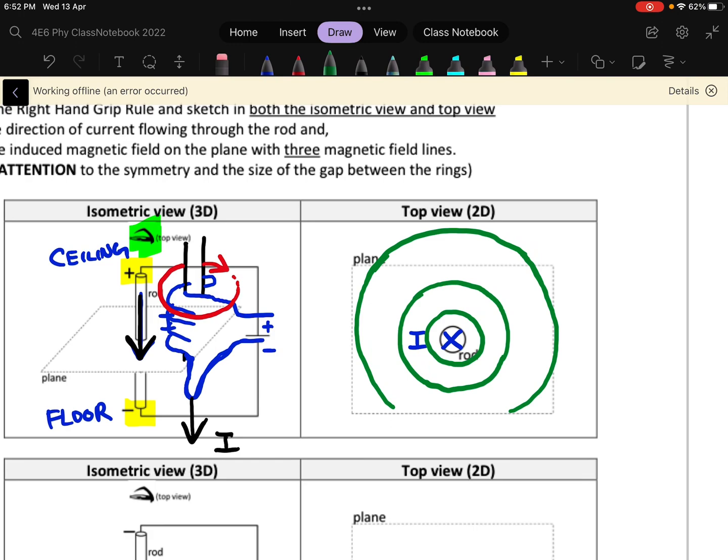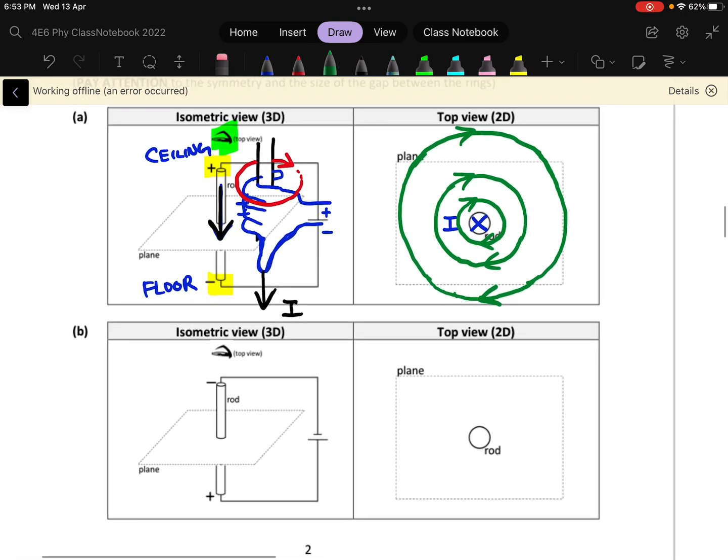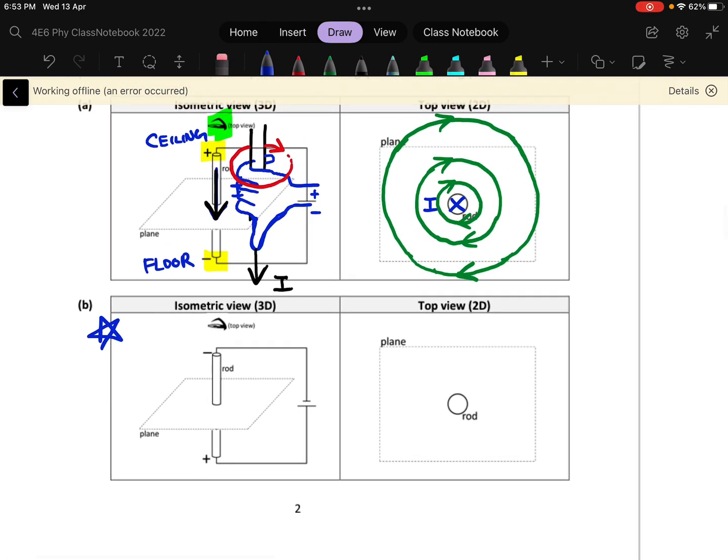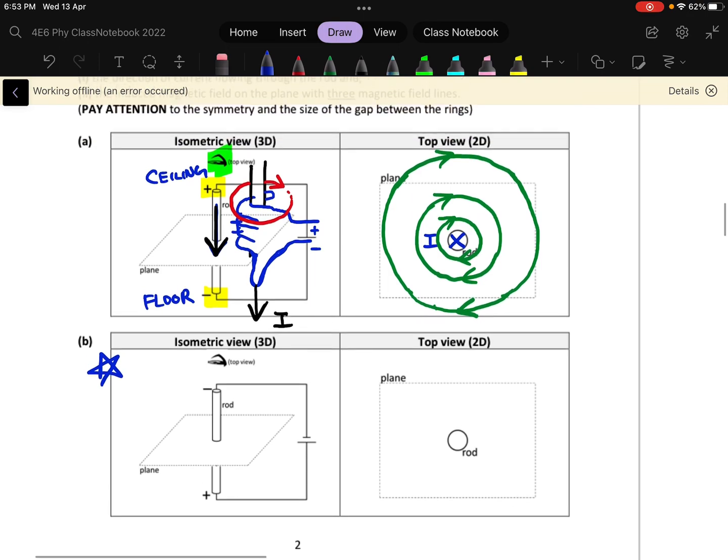So once you do that, then you indicate your direction. If you use your right hand grip rule, you will find that you have a ring that goes like this. This is clockwise. Okay, so that's one. I want you to try this on your own. After you do that, you come back for the third video.